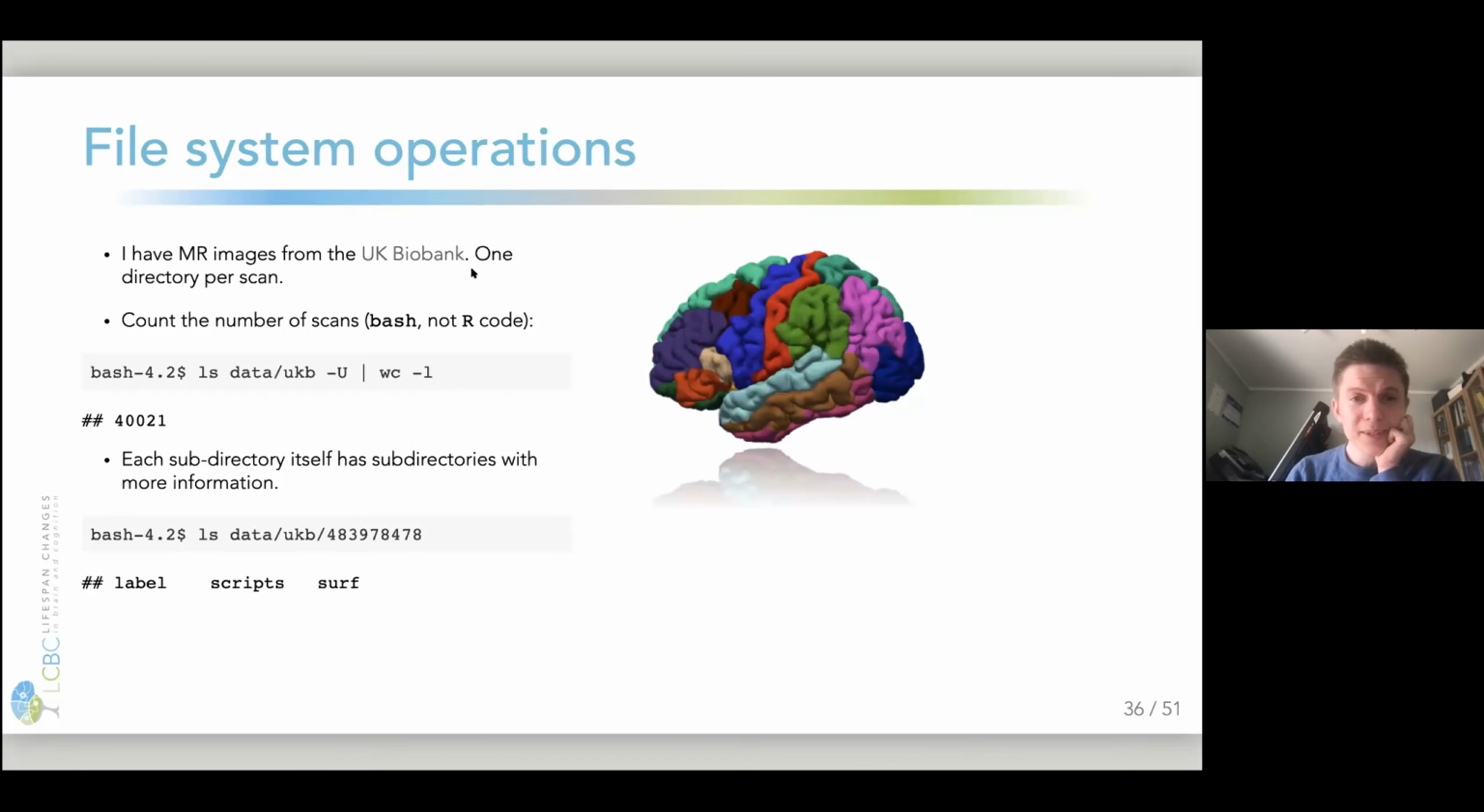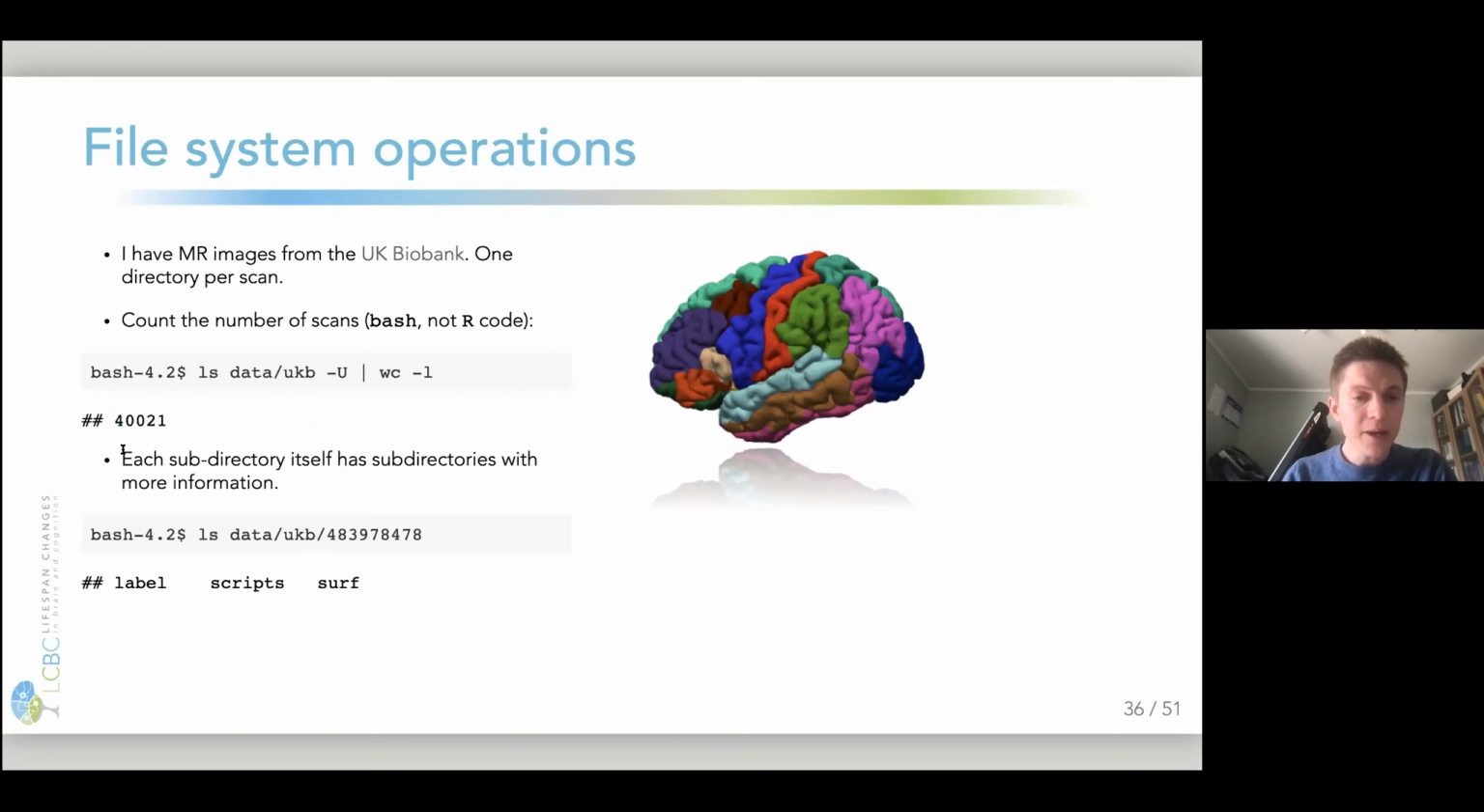And here's a data science problem that I have, or data management problem. I have MR images, like magnetic resonance images of brains, and these are really big files. In the data, I have one directory per scan. So essentially every person in the data set has one directory after it's been processed. If I count the number of directories, I get 40,021. That's the number of observations I have.